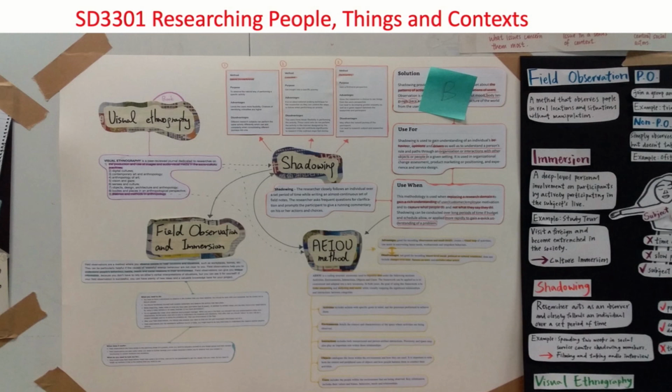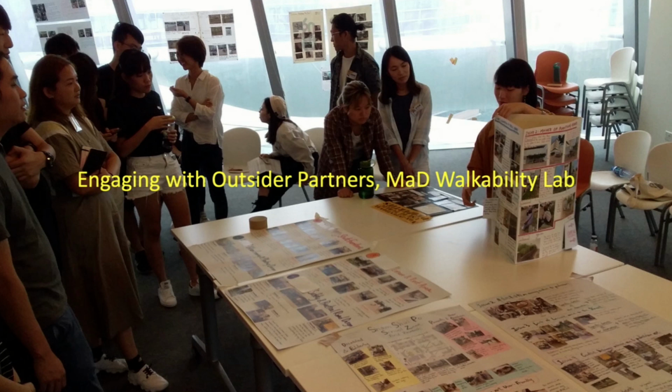Okay, for example, this is a class called Researching People, Things, and Contexts. And then you could see a lot of text on a display board. And I was encouraging students to go out from the screen, like searching definitions from the web only for the first day. And after that, they are not just doing the definition part or making this kind of display of definitions. They need to go out and work with people.